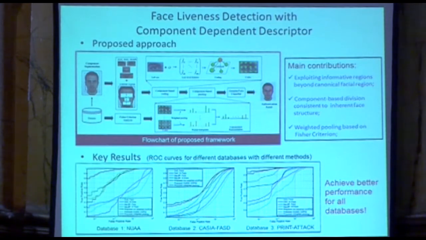First, we crop the face image and then depart the face into several components, including eye, mouth, nose, hair, and so on. Then we extract the LBP histogram feature from each component, weight the histograms, and combine them into a single histogram by the facial score.